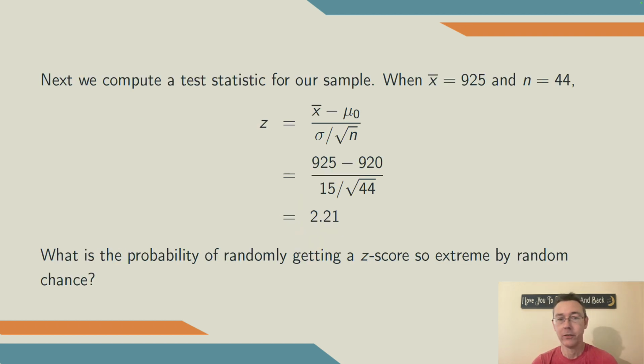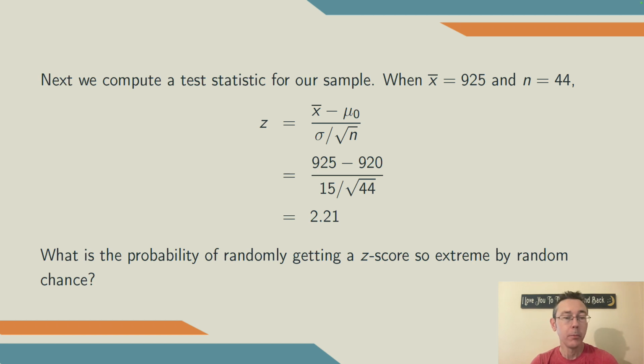Next, we compute a test statistic for our sample. Since the sample mean x bar has a normal distribution, our test statistic is going to be a z-score. We take the sample mean we got, 925, subtract off the expected value, 920, again, expected when the null hypothesis is true, and then divide by the standard deviation of x bar, 15 divided by the square root of 44. When we do all that, we get a z-score of 2.21. And that's measuring how surprising our x bar was when the null hypothesis is true.